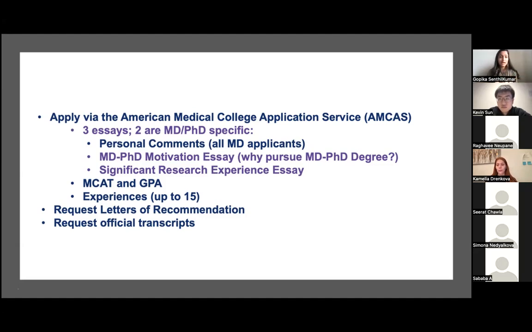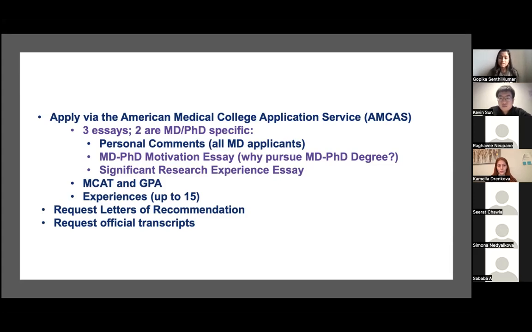Most schools have 1 faculty interviewer and 1 student interviewer. So I'm usually one of the student interviewers present. And I think being on this side, one of the things we really care about are these 2 essays and seeing if you're able to convey your passion for MD PhD and if you're able to convey that you've had significant research and this is an informed decision that you're doing. And then of course the MCAT and GPA are important as well.